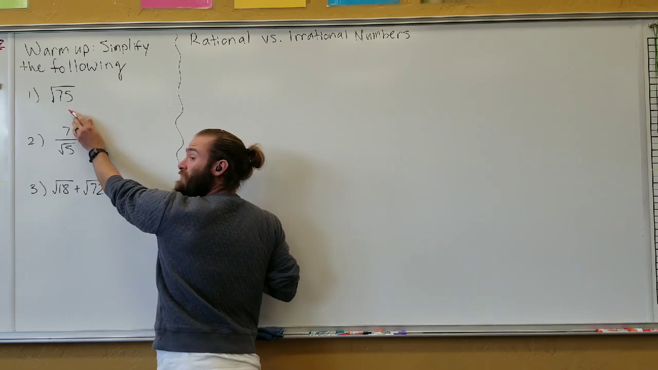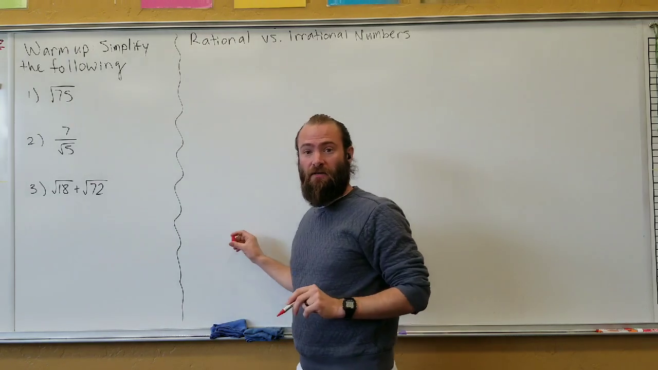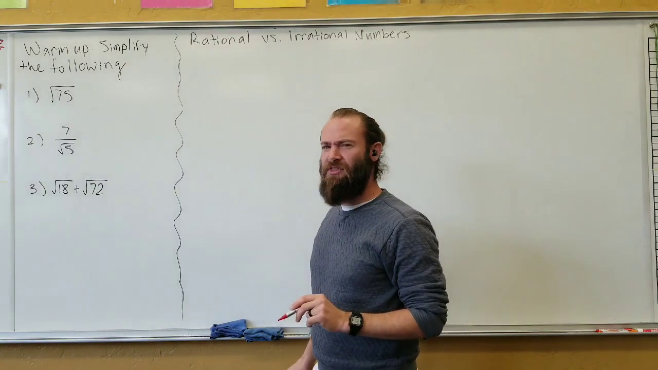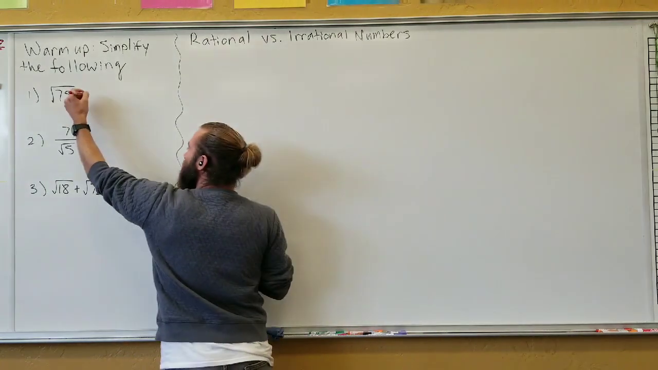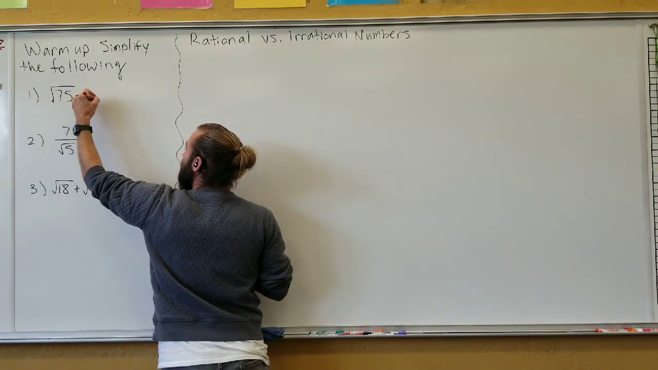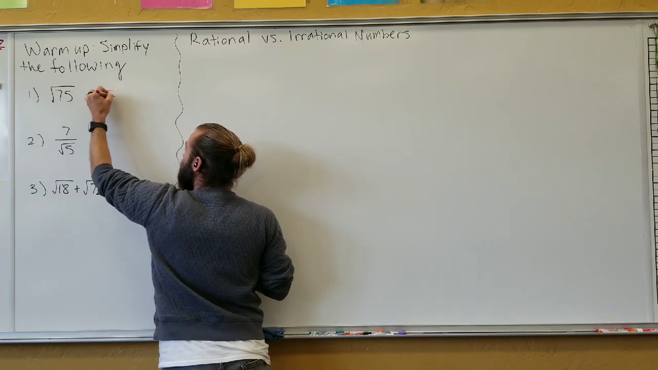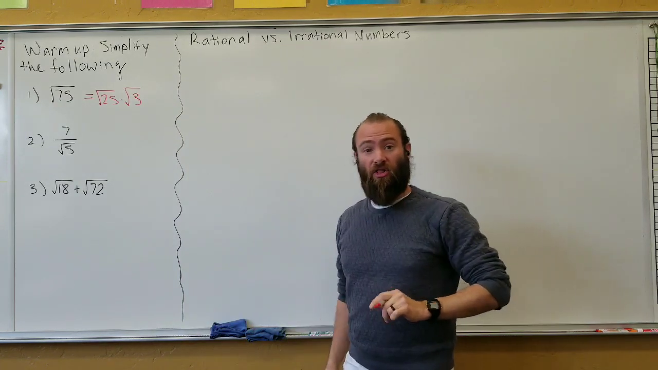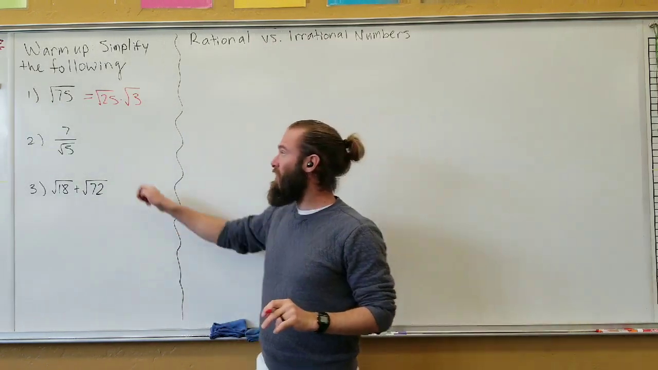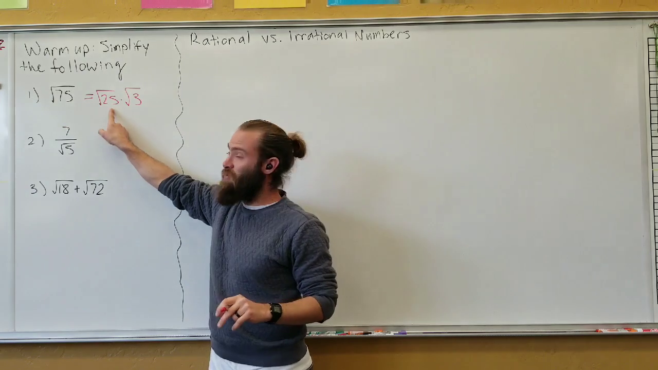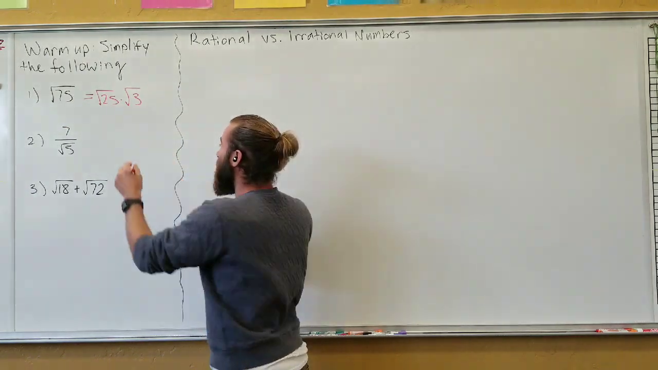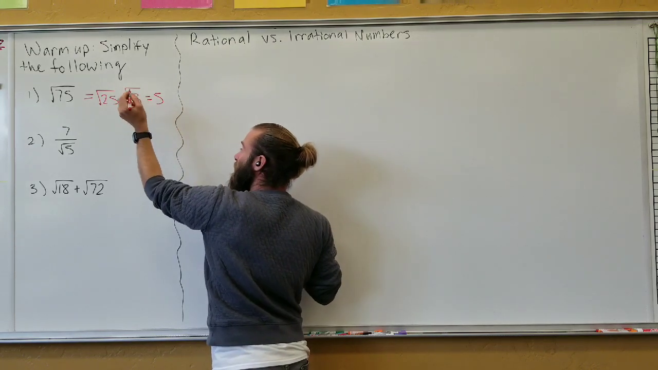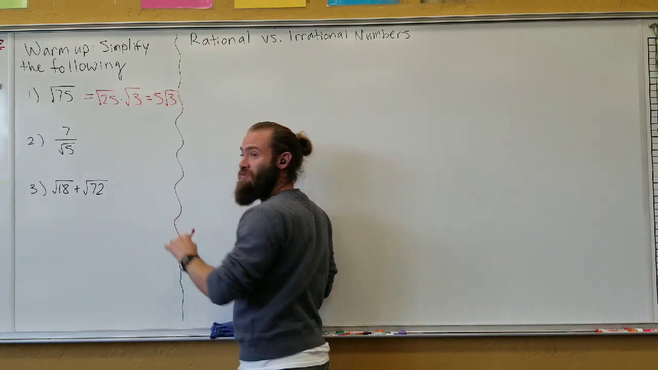So remember, one of our conventions for roots is to break apart any perfect squares, and our largest possible perfect square that's a factor of 75 is 25. So I'm going to write this, and we know that the square root of 25 is simply 5, so 5 square root 3.